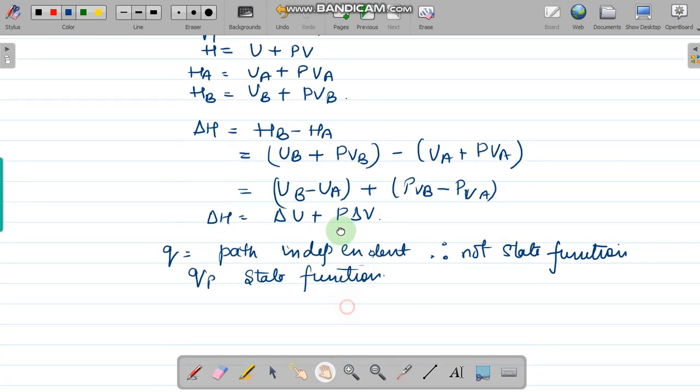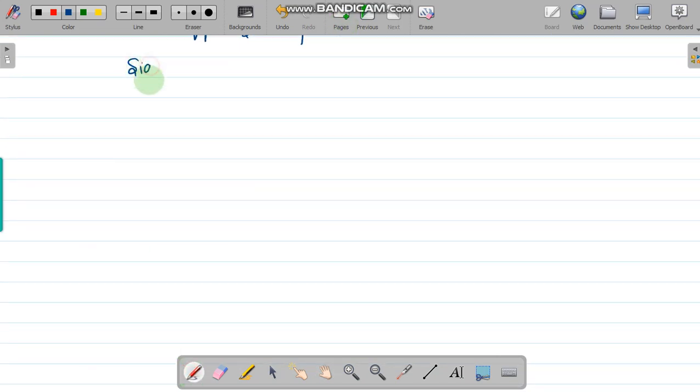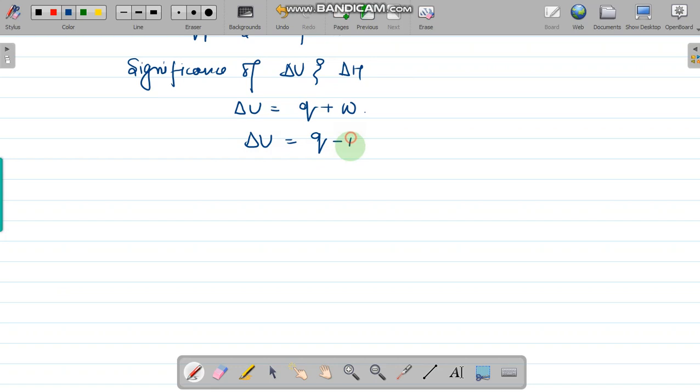Now after this we have the significance of delta U and delta H. In this case, delta U is equal to Q plus W. When the gas expands, the work is done by the system, so delta U is Q minus W. So delta U is equal to Q minus P delta V. So Q is equal to delta U plus P delta V. If the process is carried out at constant volume, QV is equal to delta U.